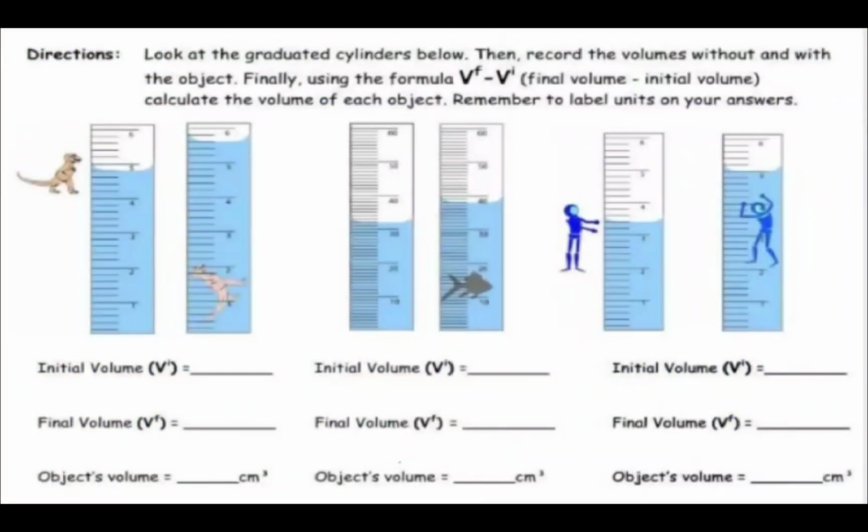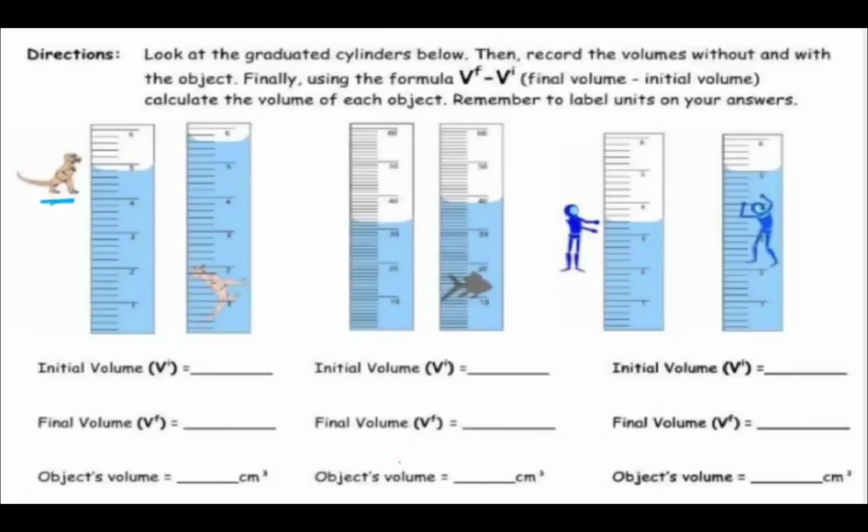Okay, the next thing is I want to teach you how to measure volume of irregular objects. So in this picture, look at this. This is an irregularly shaped object, and remember children, whenever you measure volume, you need to look at the bottommost tip of the liquid. Okay, so here we are.